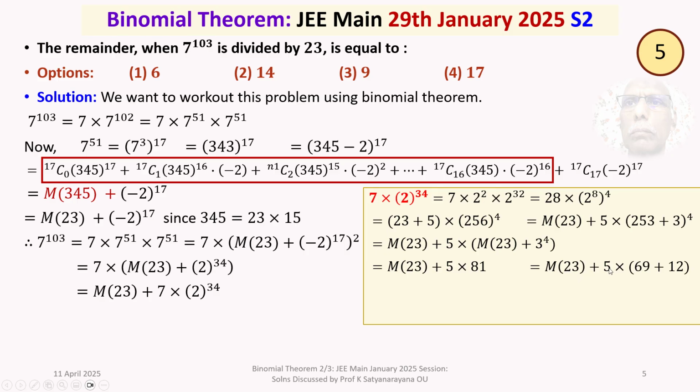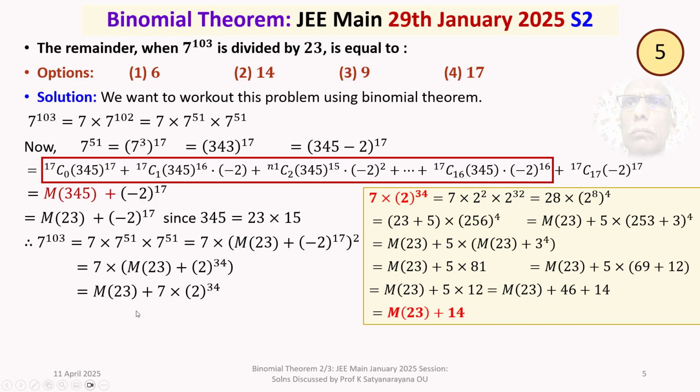So 5 times 81 is 5 times 69 plus 12. So 5 times 69 is some multiple of 23, and this multiple of 23 plus 5 times 12. So 5 times 12 is 46 plus 14. 46 is 2 times 23. So a multiple of 23 plus 2 times 23 is some multiple of 23 plus 14.